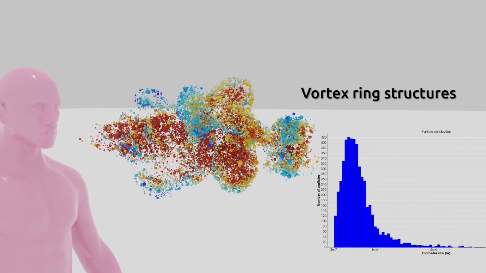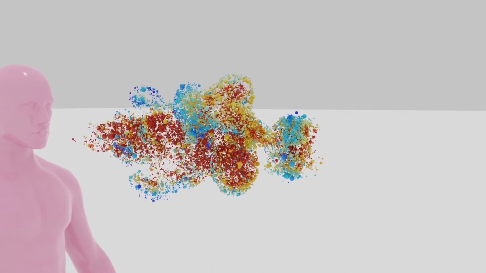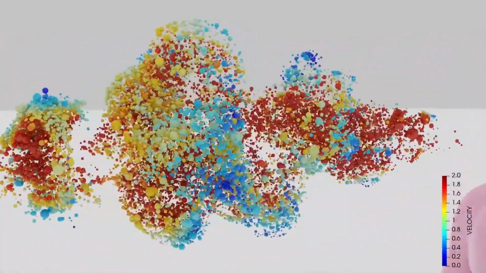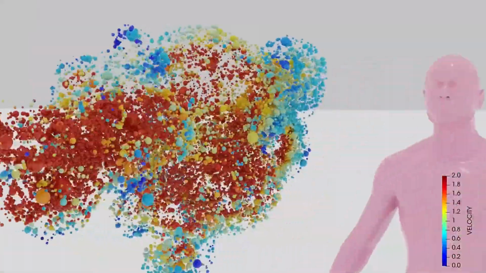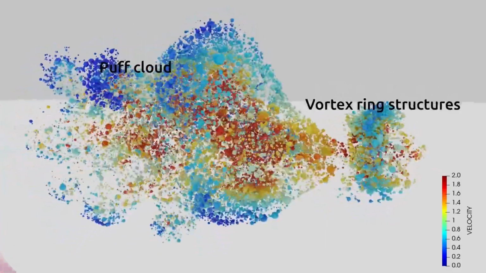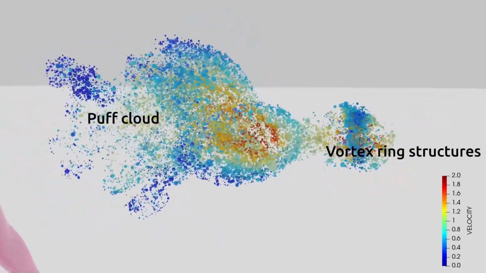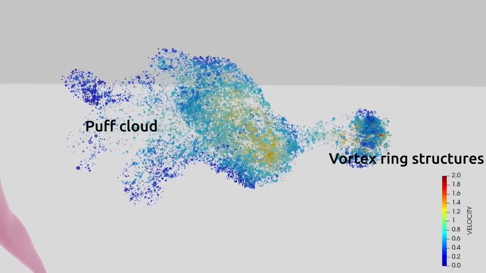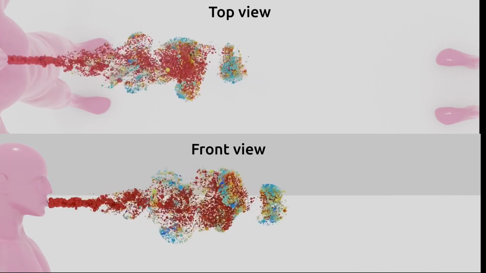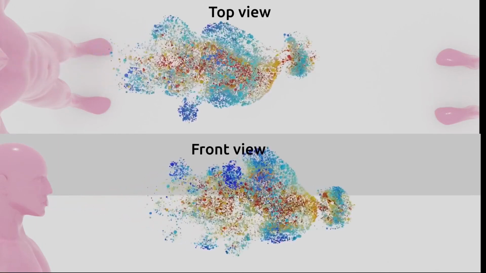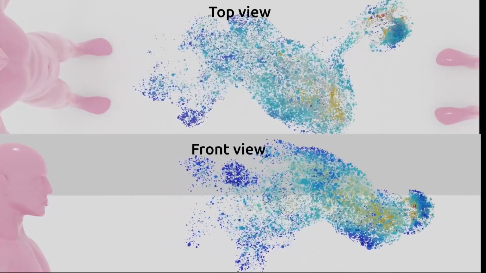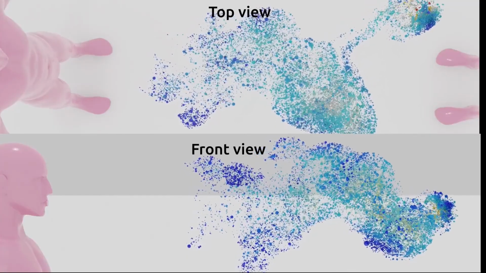So as explained, there are some features like the vortex ring structure. So I do a bullet time. I thought it was quite nice to see the structure of the puff cloud and also the vortex ring structure. So we follow the puff cloud and the vortex ring, and we observe that the vortex ring structure goes faster than the bulk. Then also I compare the top view and the front view to have an idea of first the deviation and also the dispersion or the dilution of the thermal plume.